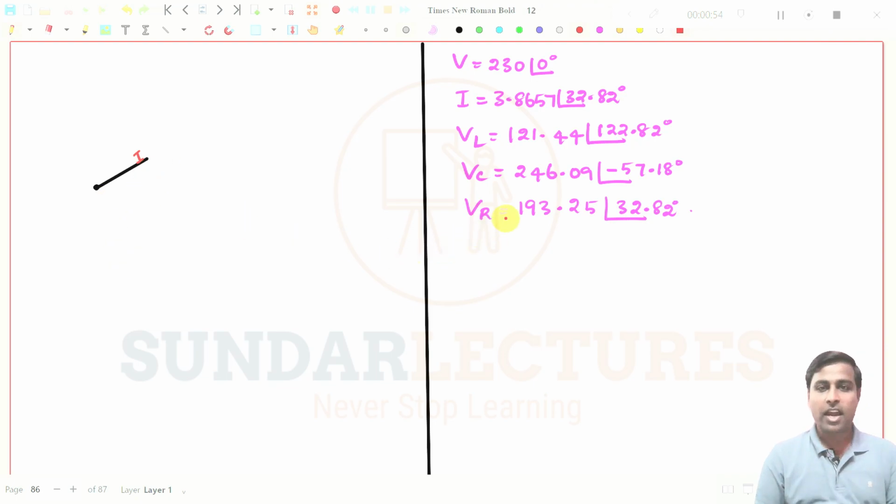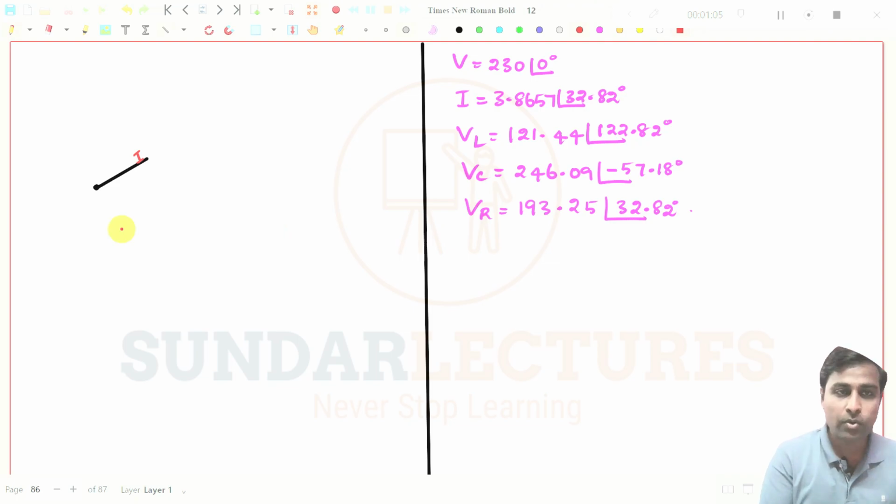And what happens to VR? VR and I will always be in phase, that we know already, right? So we just extend this one, because this magnitude value is 3.8657 amperes from 0 degree. This is the reference one.